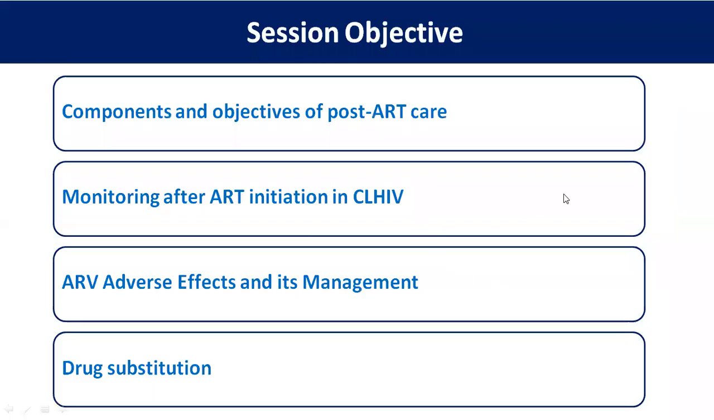So what are the components of this session? Components and objectives of post-ART care. In every aspect of human life, and similarly in the ART center, whenever we do something, we have in mind that these are the things to be done. Similarly, here also we have some components and objectives for post-ART care. So what are the things to be done? You make a list in your brain, arrange it on a priority basis, and accordingly you act.